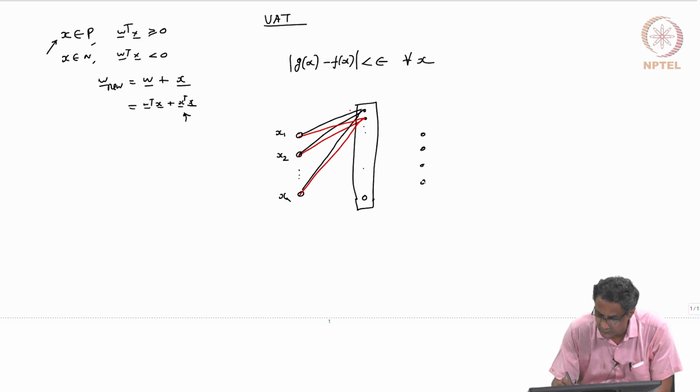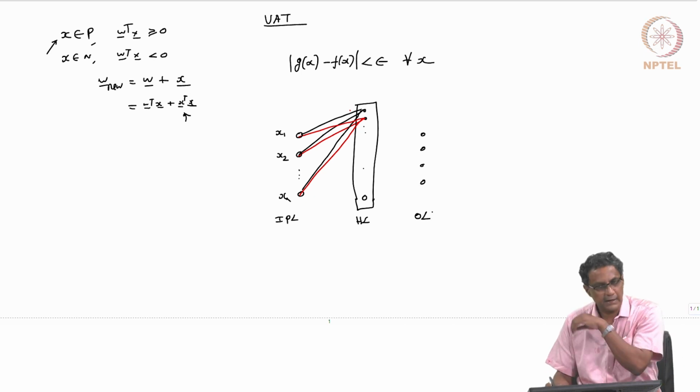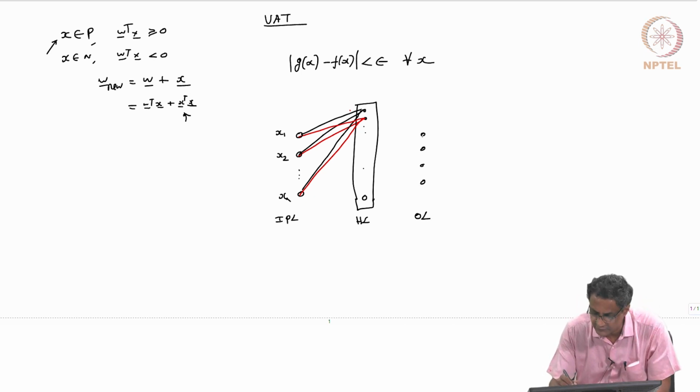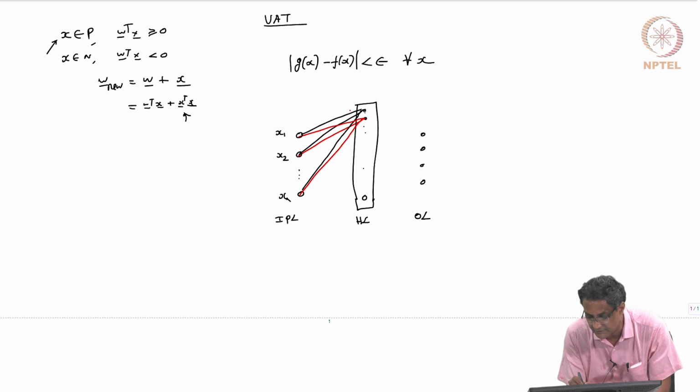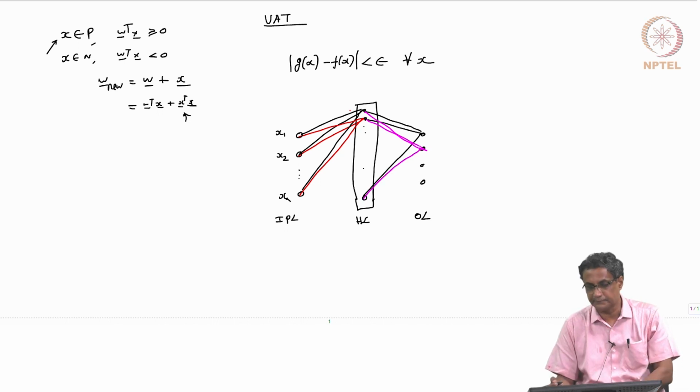So you have an output layer. This is your input layer, let's call this IPL, this HL, the hidden layer, and let's call this the output layer. Again, each of these neurons in the output layer will get an input from all of the previous outputs. So this one would connect to this, this one would connect to this all the way, and this one will also get inputs from all of them, and so on.